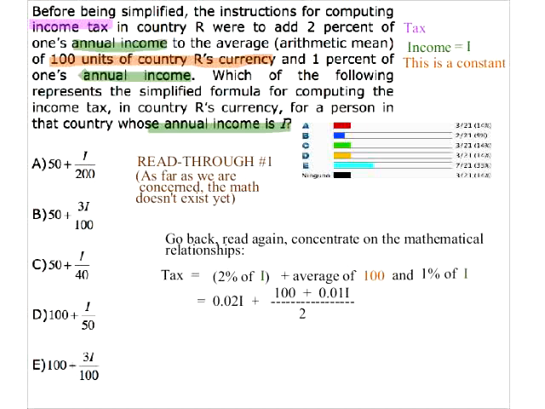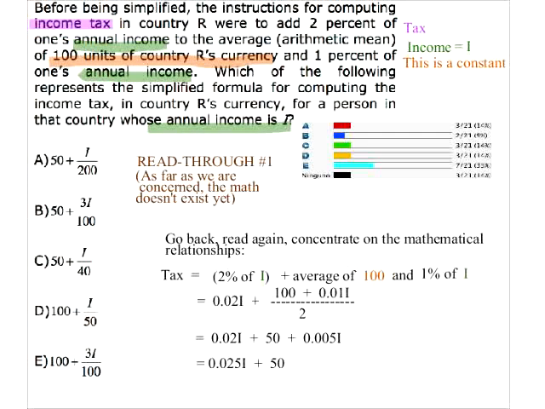And we have fractions, so we need to eventually convert to fractions, but let's simplify this first. 0.02 I plus 100 over 2 is 50, plus 0.01 over 2 is 0.005 I. And so that's 0.025 I plus 50. And there's your formula. If you know that 0.025 is 1/40, then you're done. If you don't, what can you do? Does anybody know? So this is 1/40.